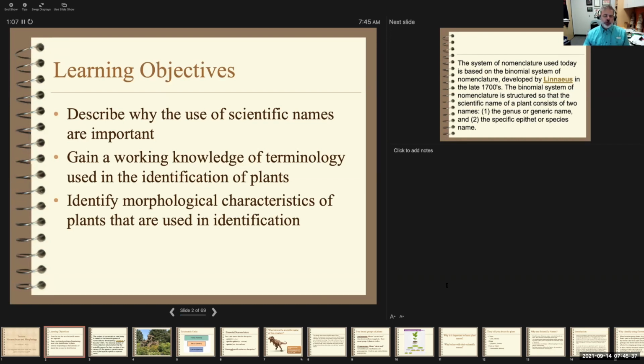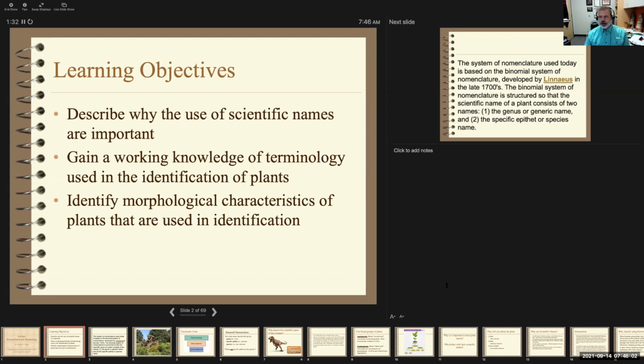And if you, for some reason, can't answer these questions by the end of the lecture, probably a good idea to go back and review some of this material. The first one, describe why the use of scientific names are important. Gain a working knowledge of terminology used in the identification of plants. And then also identify morphological characteristics of plants that are used in identification.